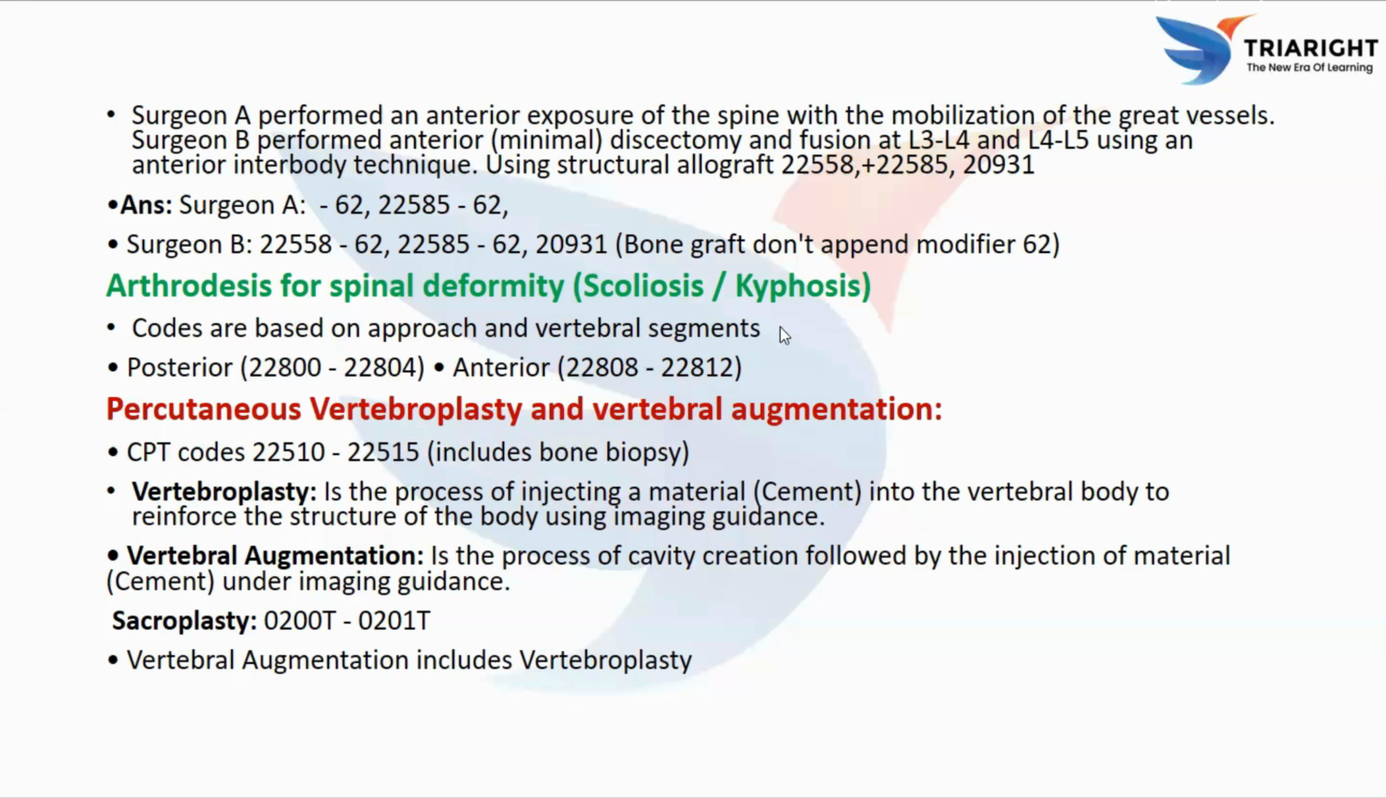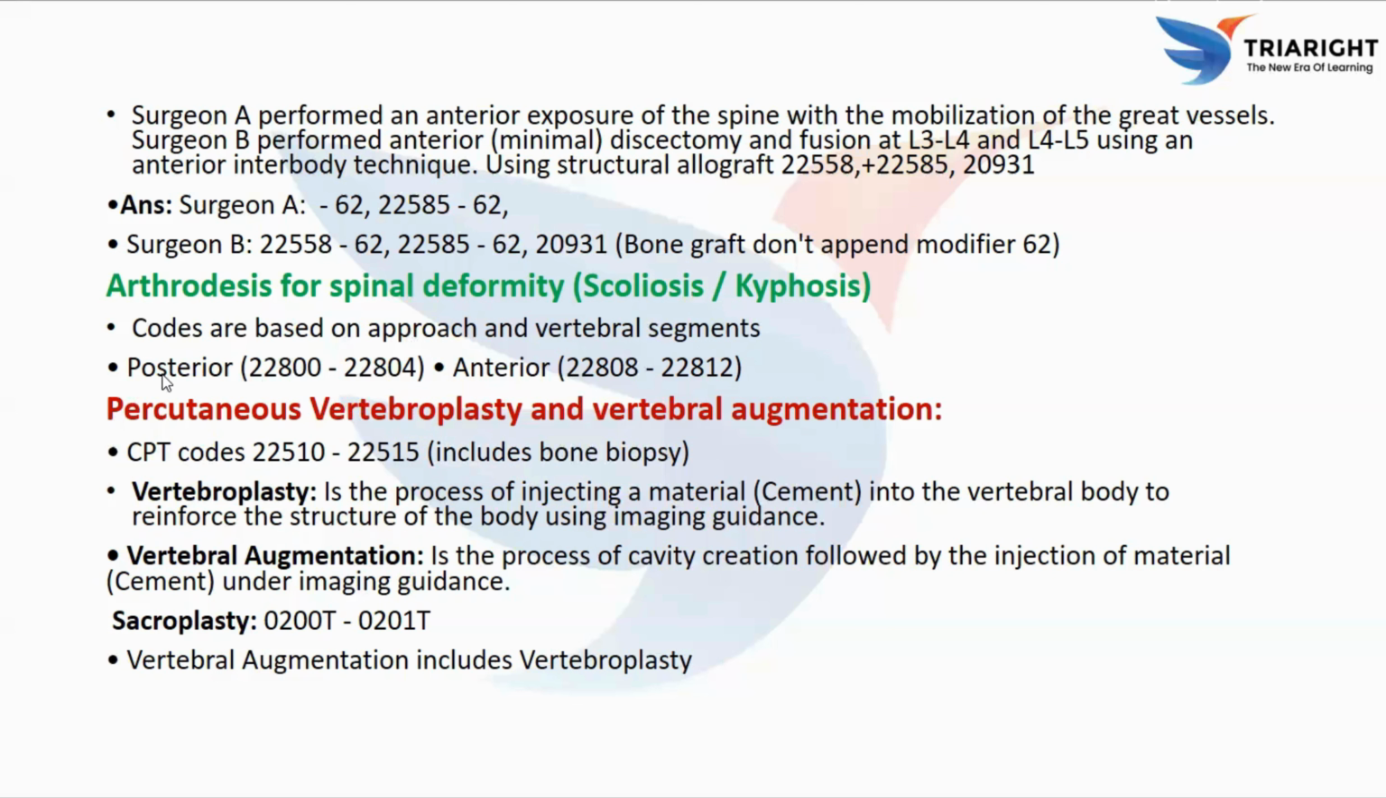And next is arthrodesis for spinal deformity, scoliosis or kyphosis. What is the key rule? Codes depend upon the approach, whether it's anterior or posterior, and the number of vertebral segments fused. For posterior deformity arthrodesis, the code range is 22800 to 22804, whereas for anterior deformity arthrodesis, the codes are 22808 to 22812. These codes are not the same as degenerative fusion codes.